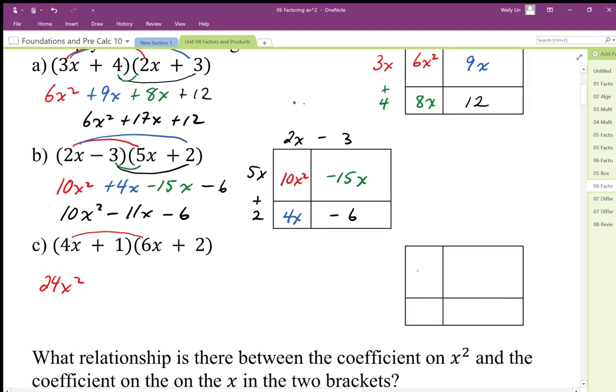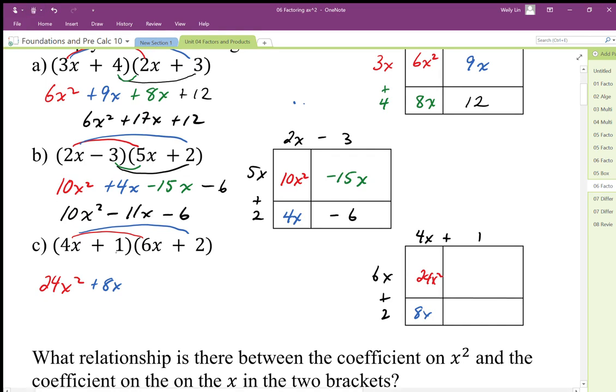Okay, that's going to give us 24x squared here. 4x times 2 plus 8x. So let's make this a plus 2, so we'll make this 8x. Okay, so maybe I should write this in. So it's going to be 6x plus 2, 4x plus 1.